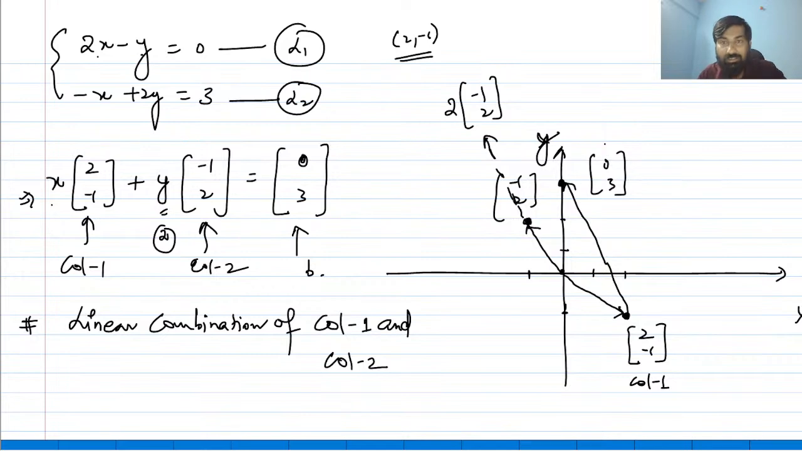So why are we getting the next vector 0 and 3? Because these two equations are showing the unique solution, right? If you do not get any solution, then you will not get a resultant vector. So this is a resultant vector also. And if you want to understand, I can take one more example, right?